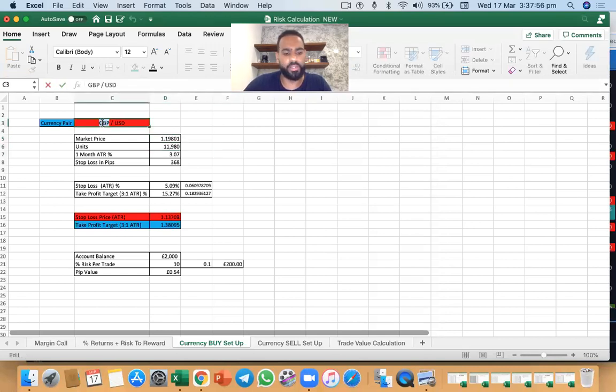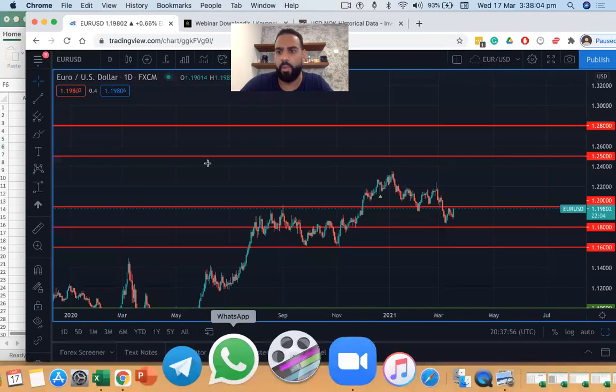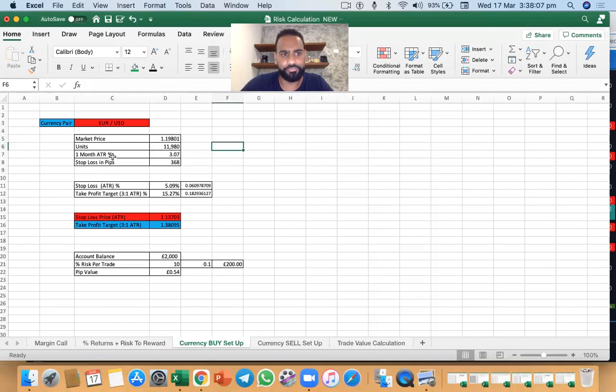Don't worry about the symbol at the top. You can change it if you want to, but that was just a previous example I had. So we've got the price of the market. This is where we're trading right now for Euro USD, 1.19801. We place the ATR volatility stop loss of 3.07%. That's all you do. The units is basically telling you you're exchanging 11,980 units of the euro in exchange to buy 1.19801 dollars. That is basically the unit size.